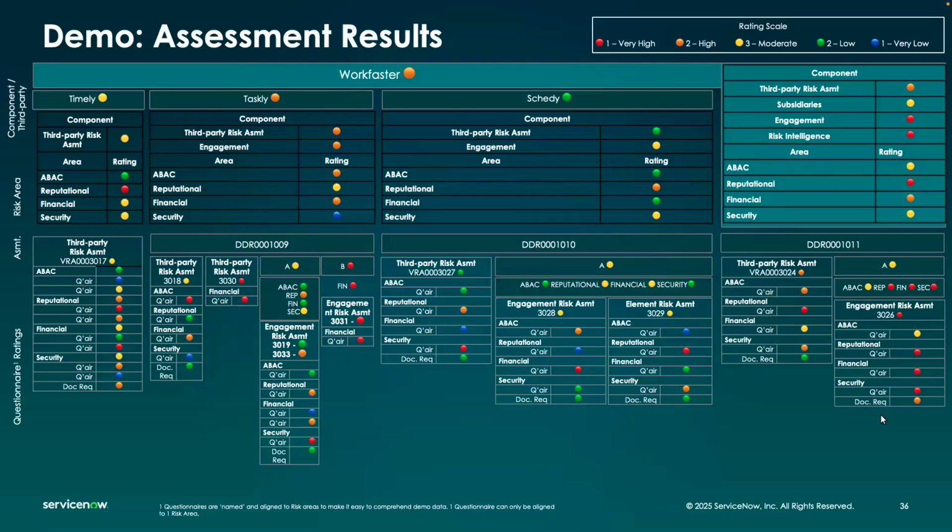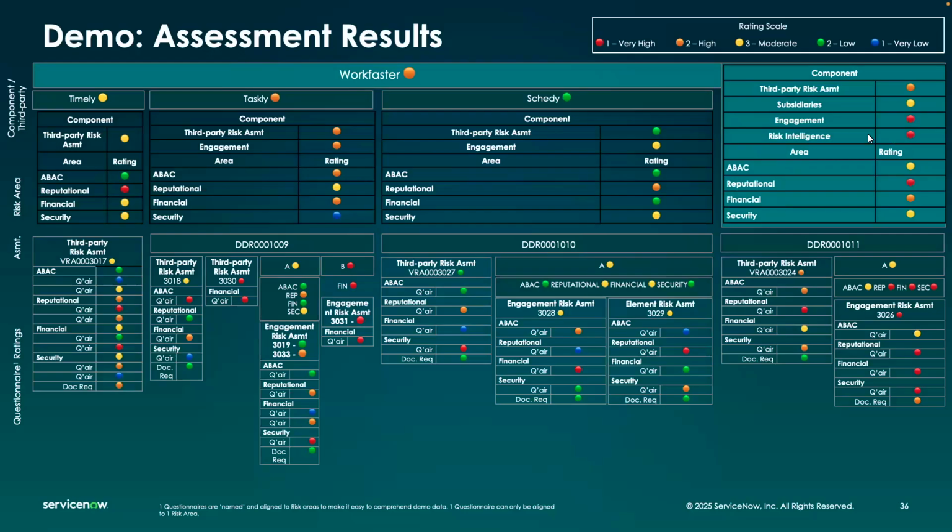Engagement, it has an engagement A, and risk intelligence. Risk intelligence is just a risk intelligence score that we have readily available in our demo data. That is also included as one of the components.